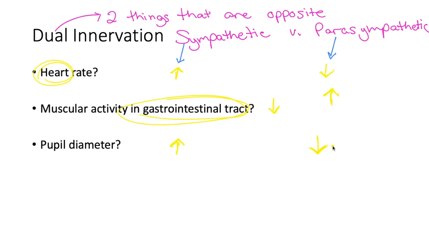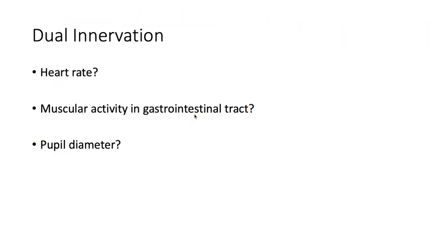So you can see that dual innervation just means there's two divisions and they do opposite things to each organ. They both innervate the heart, but they do opposite things to the heart. They both innervate the intestines, but they do opposite things to the intestines. They both innervate your pupils, and they do opposite things. So those are the three good examples of dual innervation that I want you to know. Okay, that's chapter 18.